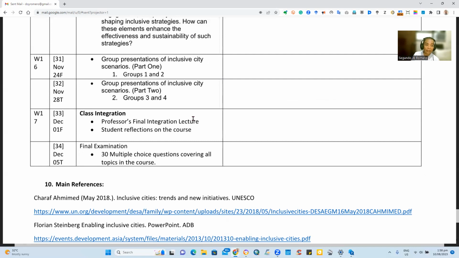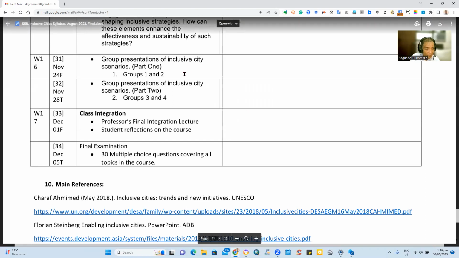I will give a summative integration lecture. I will ask you for your reflections, and then we will have our final examination on or about December 5. So that is our full semester, very meticulously programmed. If one day is declared a no class day, then we simply move on to the next scheduled topic. We are not going to adjust. We will simply skip. Okay, so we are not going to change this schedule.